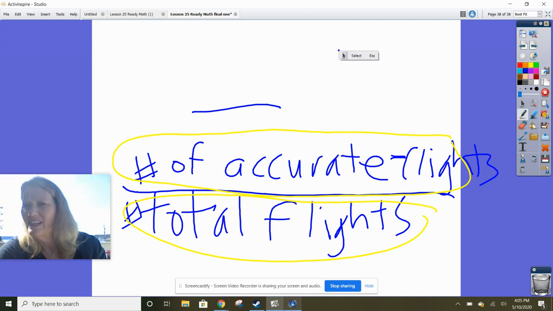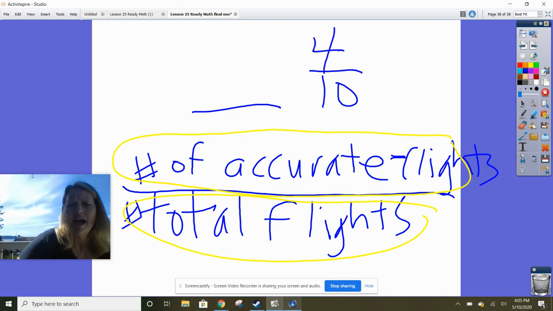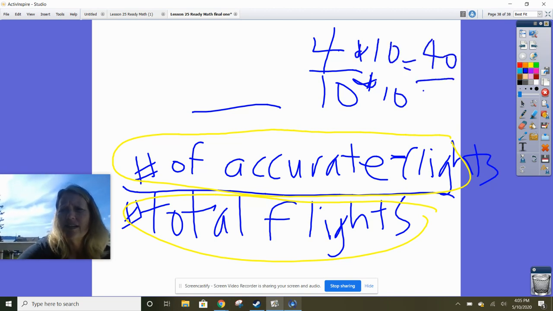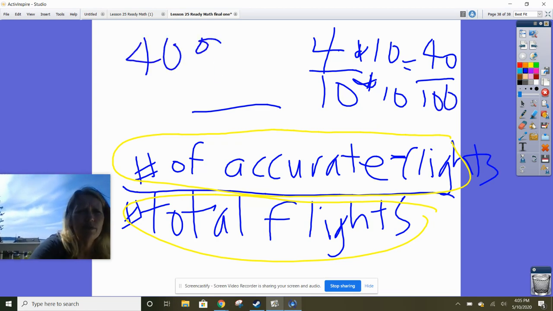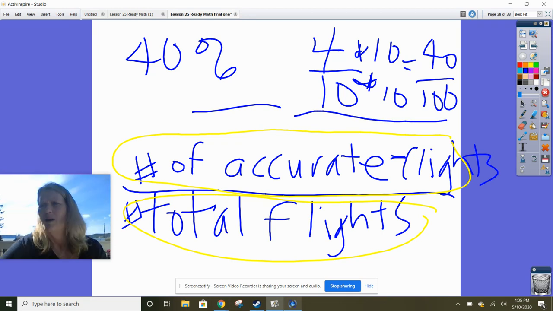So if I did 10 flights and I had 4 of them accurate, 4 out of 10. For percentage, you change it to hundredths, which is exactly the kind of math we're doing this week. So times 10, times 10 gets me to 40 hundredths, because percentage is based on hundreds, and that gives me 40%. So I had 40%, which is actually not bad. If you do it out of 10, it's pretty easy to figure out the percentage because you just do that math right there.